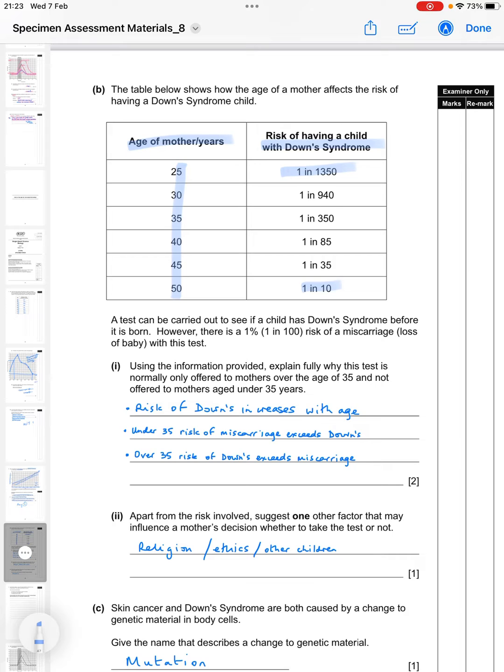So it says a test can be carried out to see if a child has Down syndrome before it's born. However, there's a 1% or 1 in 100 risk of miscarriage or loss of baby with this test. So using the information provided, explain fully why this test is normally offered only to mothers over the age of 35 and not mothers aged under 35.